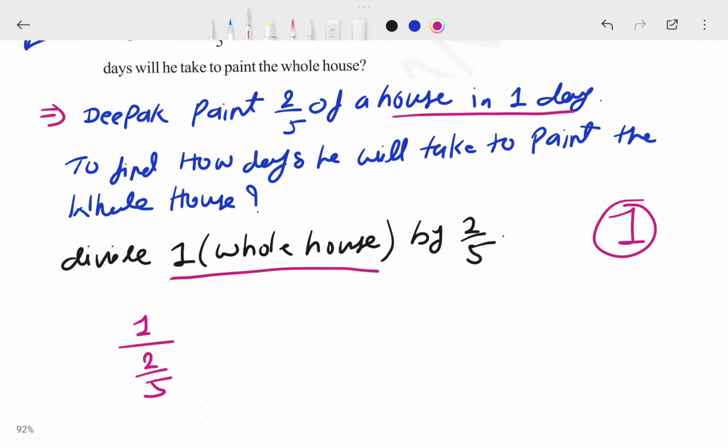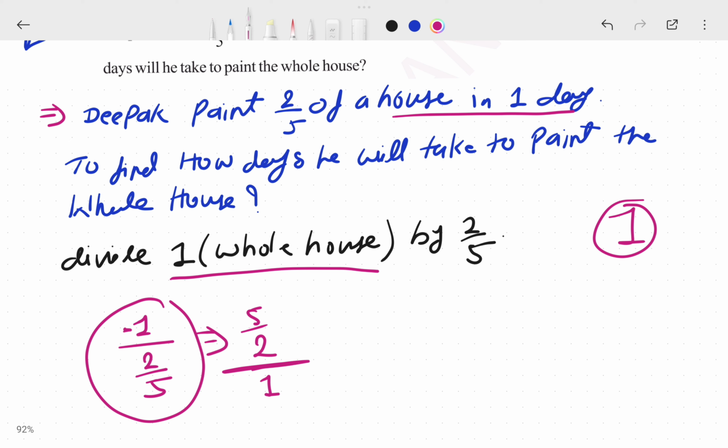So how can we write this? When this changes, it becomes 5 by 2, and this becomes 1 by 2. Actually here what will happen? The numerator becomes the denominator, okay. The upper part comes down to the lower side, and the lower part goes to the upper side.